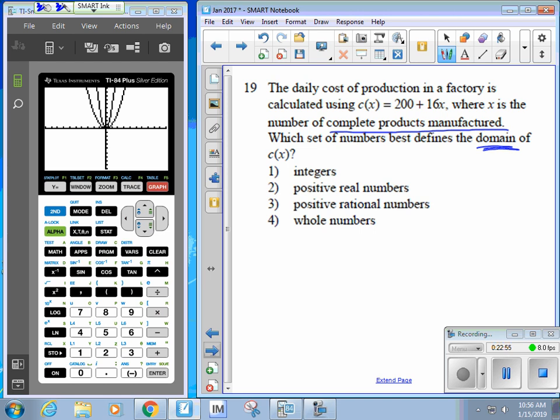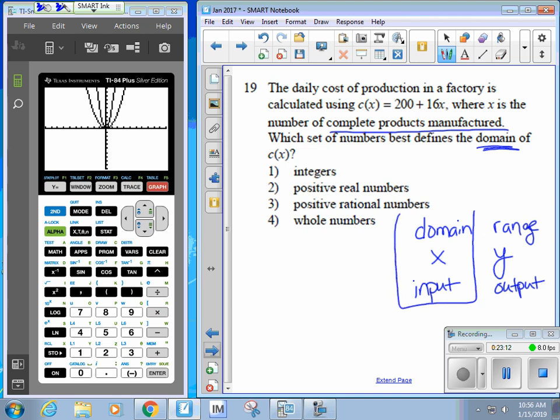And is domain X or is domain Y? So I've got two words, domain and range. X goes with domain, Y goes with range, input goes with domain, output goes with range. Notice that the beginning of the alphabet in each case is the X value. So domain, range, D comes before R. X, Y, X comes before Y. I, O, I comes before O. So in every single case, they go in alphabetical order so you can know which one goes with which. They're asking about domain, so they're asking about our X values.